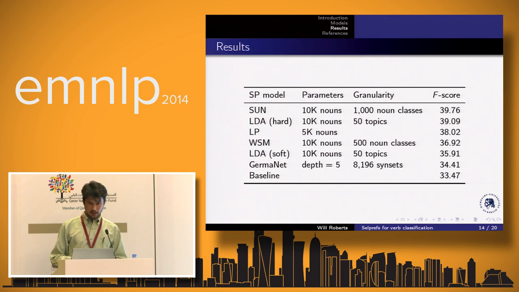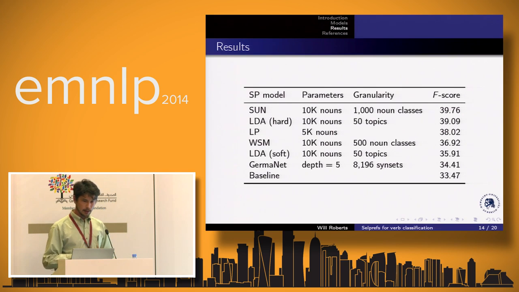Okay, so to get into a bit more detail, the GermanNet model doesn't do particularly well. It gets its best performance with a relatively large value of depth, so ends up being fairly fine-grained. The hard clustering version of LDA does better than the soft clustering LDA. We were surprised by that. LDA does quite well. Both the hard and soft versions are optimized with 50 topics instead of 100, so they end up being the most coarse-grained models on this slide.